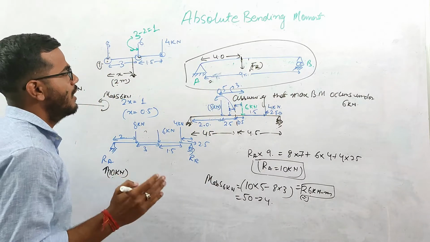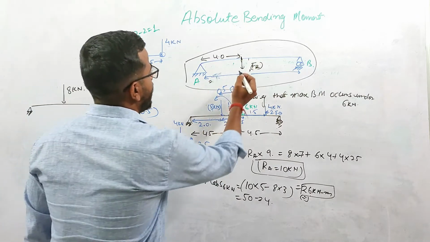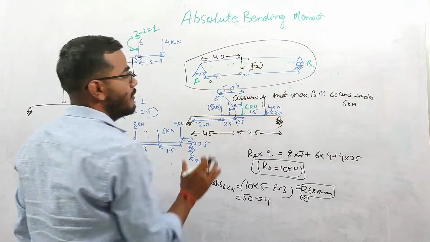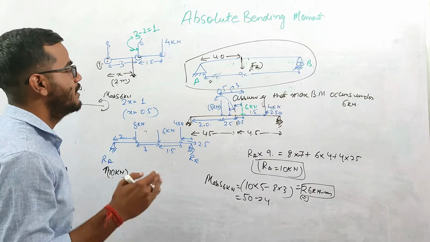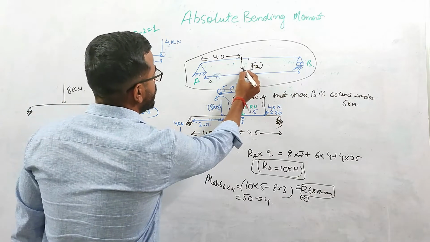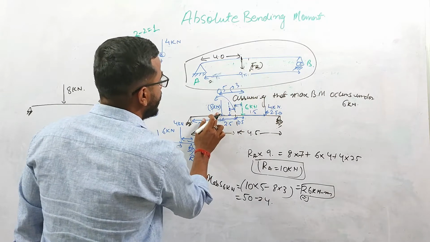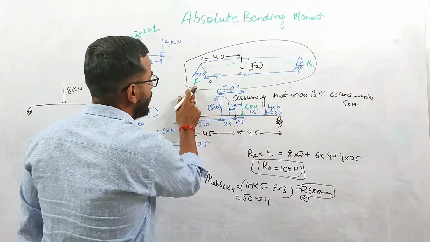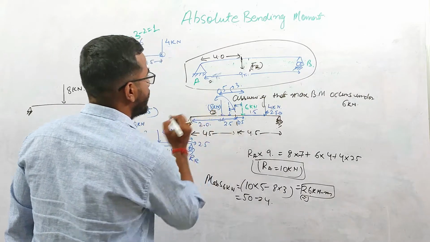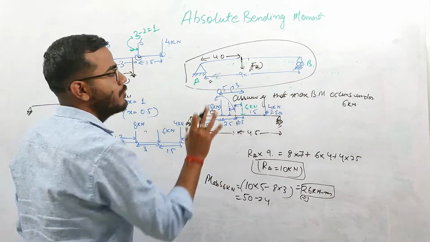But I would like to tell you that if you calculate the moment under the 6 kilonewton load due to this system, it will give you a false result. The result will not be correct. Why? Because we are calculating the positioning of the load system with respect to point A, not with respect to point B. That's why this system won't give you the correct result.